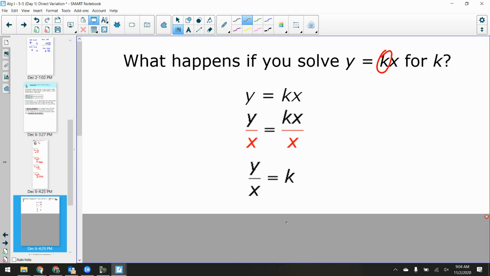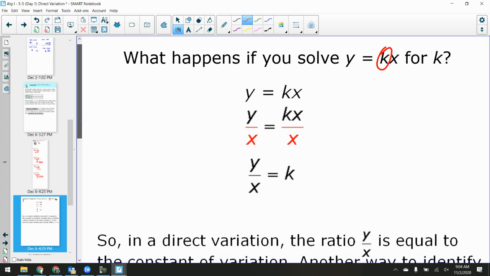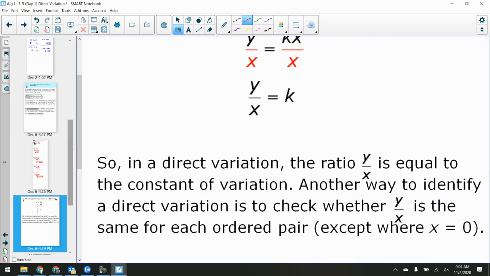Oh, we just spent the last 2 sections talking about it. Slope. Oh, so the k value is actually slope? Yes. That's why it's important. The k value is actually the slope of the line. And the ratio y over x is equal to the constant of variation. Another way to identify a direct variation is to check whether y over x is the same.